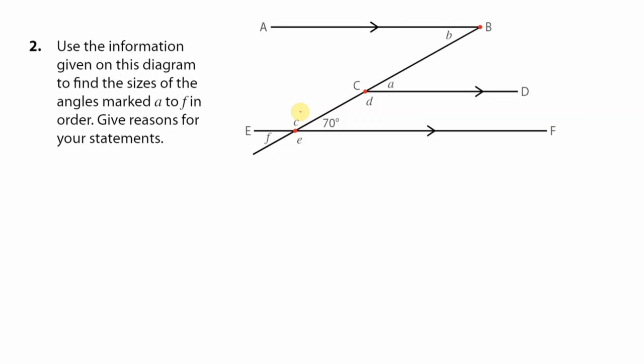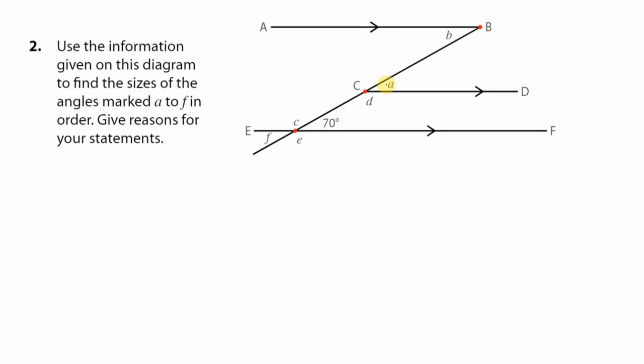Number 2. Use the information given on this diagram to find the sizes of the angles marked A to F in order. So we first need to solve A, then B, then C, then D, then E, and finally F. Give reasons for your statements.